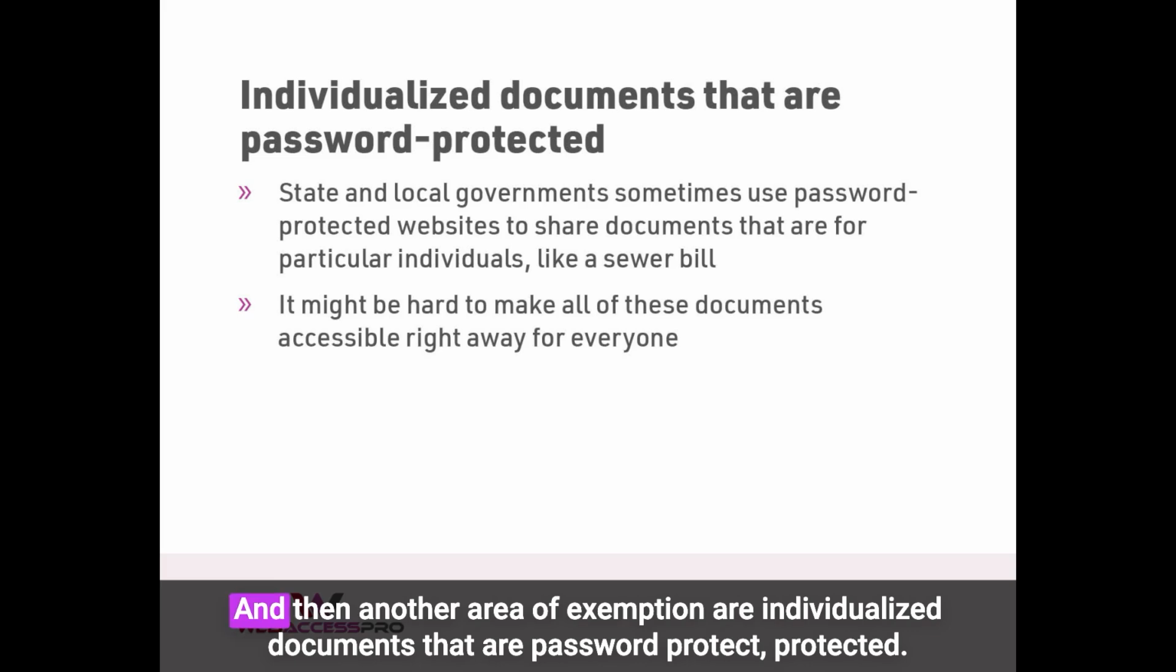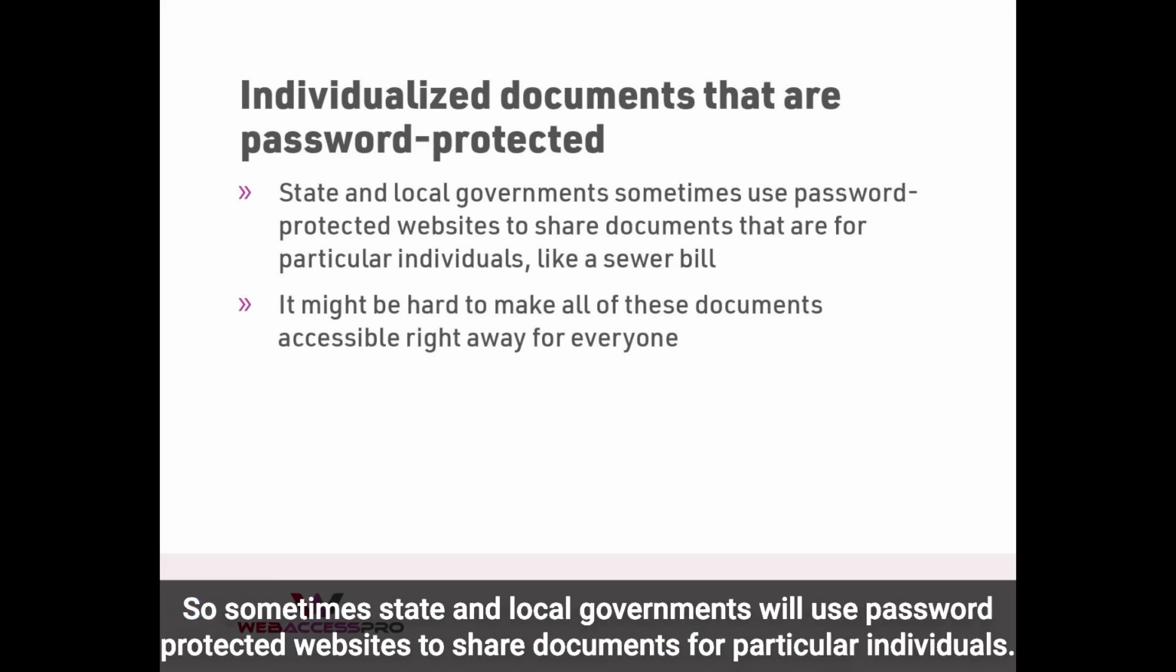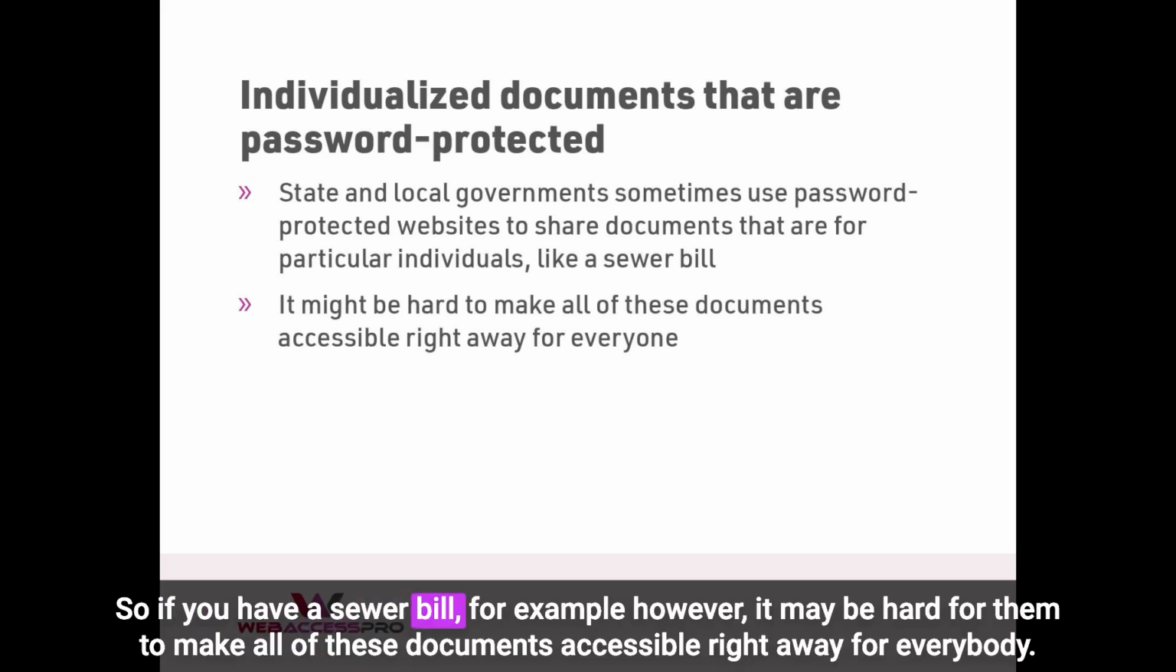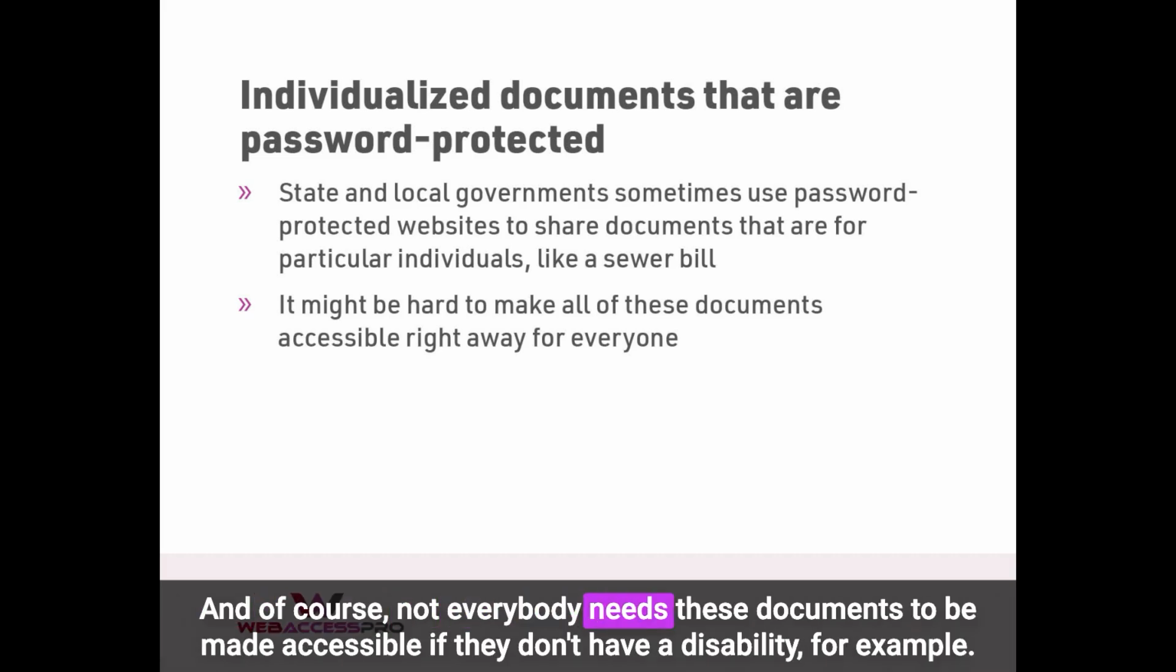And then another area of exemption is individualized documents that are password protected. Sometimes state and local governments will use password-protected websites to share documents for particular individuals. For example, the bills that they send to people. So if you have a sewer bill, for example. However, it may be hard for them to make all of these documents accessible right away for everybody. And of course, not everybody needs these documents to be made accessible if they don't have a disability, for example.